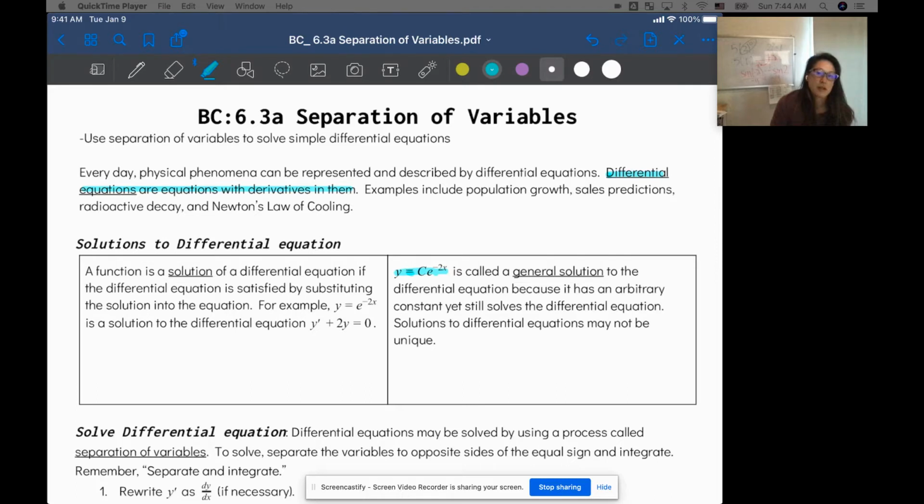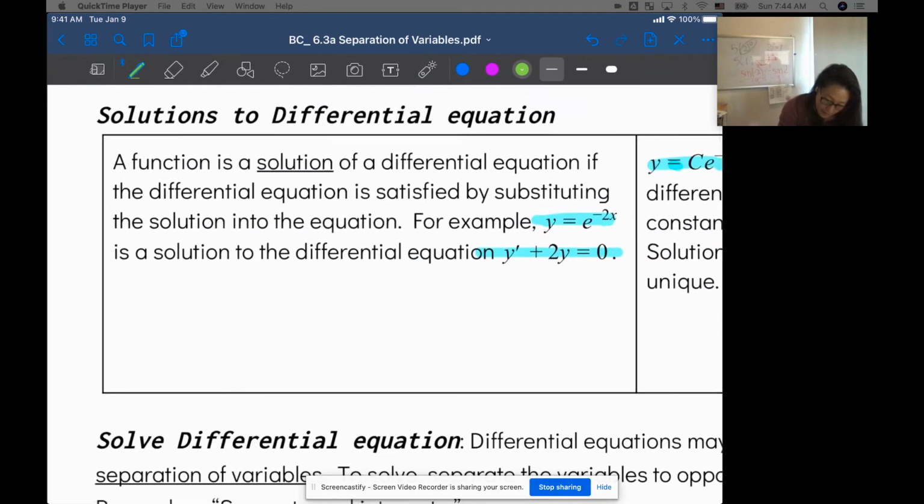What I mean about a solution to a differential equation is basically when you have an equation that you can plug into your differential equation, which remember has a derivative in it, and then it balances the equation. So here's what I mean. I have my solution, y is equal to e to the negative x, and this is my differential equation because it has a derivative in it.